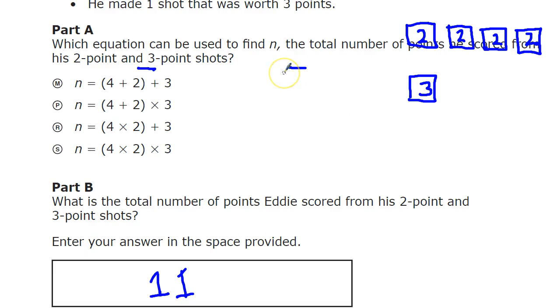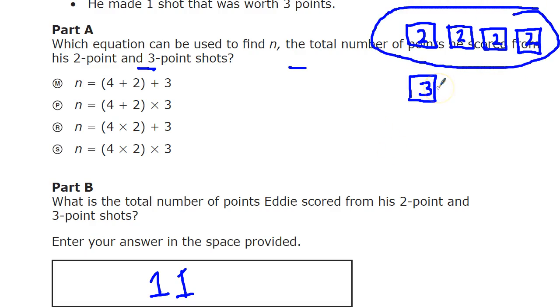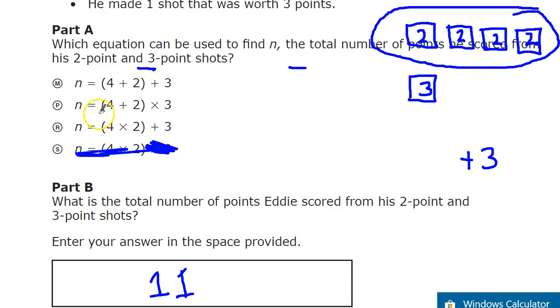Now, let's think about what operations we're trying to do. This 3 is all alone. We're just kind of putting that in there with the rest. That feels a lot like an addition. I'm just going to add 3 to get to that number, and that's exactly what I did. I worked with these separately, and then I just added the 3 in there at the end. So I'm going to say at some point we're going to have plus 3. So anything that doesn't end in plus 3, I'm probably going to eliminate, because I'm definitely not multiplying by 3 because he didn't do something 3 times. He just added 3 on to the end. So this is out, and this is out.